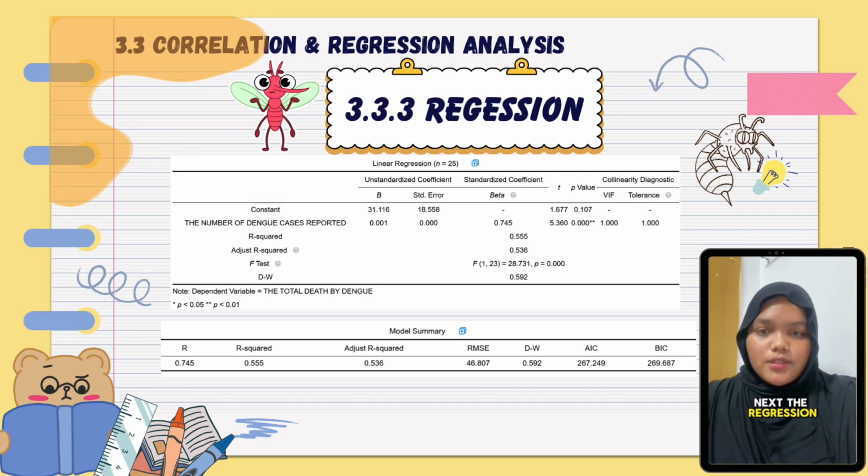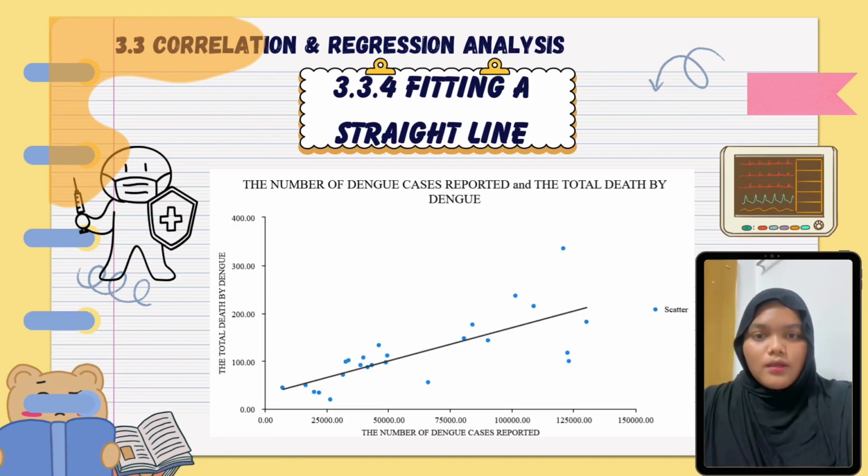Next, the regression equation is y equals 31.116 plus 0.001x, and the value of B1 equal to 0.001 means that for every increase in the number of reported dengue cases, the total deaths will increase by 0.001.